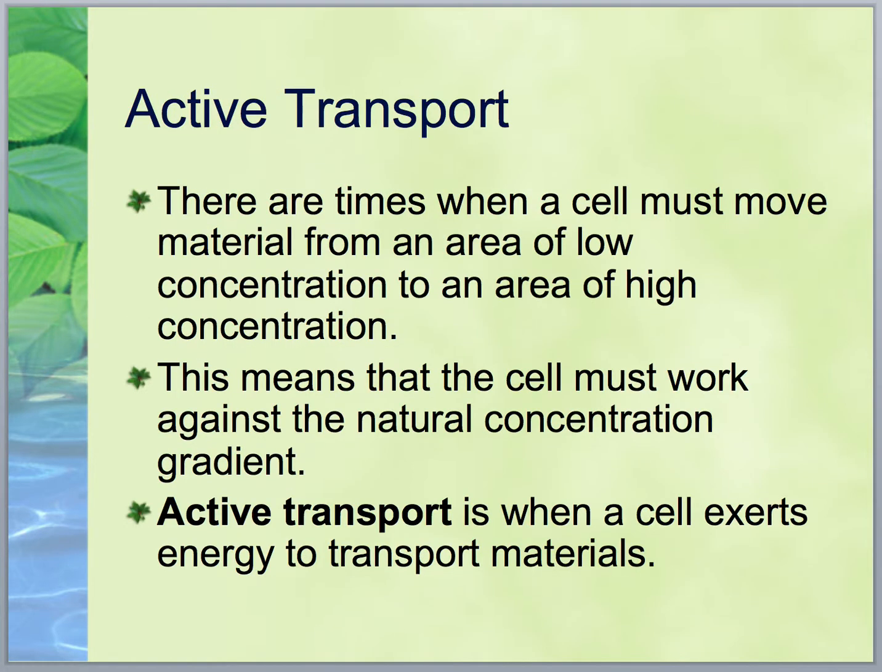Active transport refers to the idea that there are times when a cell must move materials from an area of low concentration to an area of high concentration. Again, that's against the natural concentration gradient. Remember, a concentration gradient is the direction in which materials naturally move. So that means against the gradient would be from low to high instead of high to low. So, active transport is when a cell actually uses energy to move materials around.